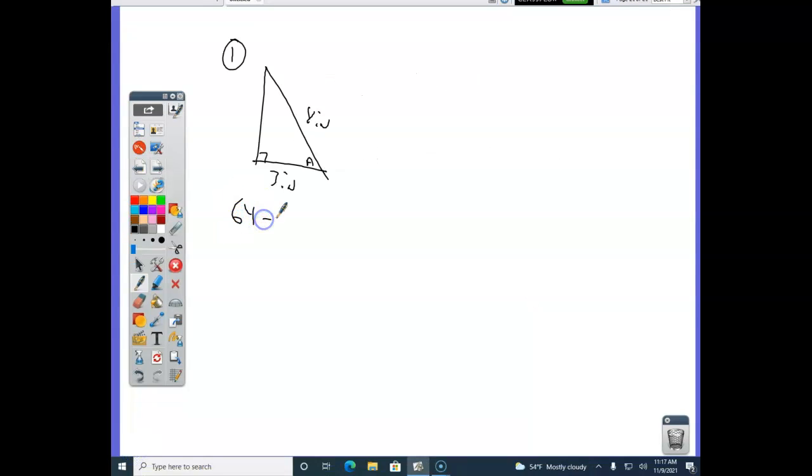So the root of 3. So that's 32. So 10 root 3. That was smart. 8 root 5. So that's height.